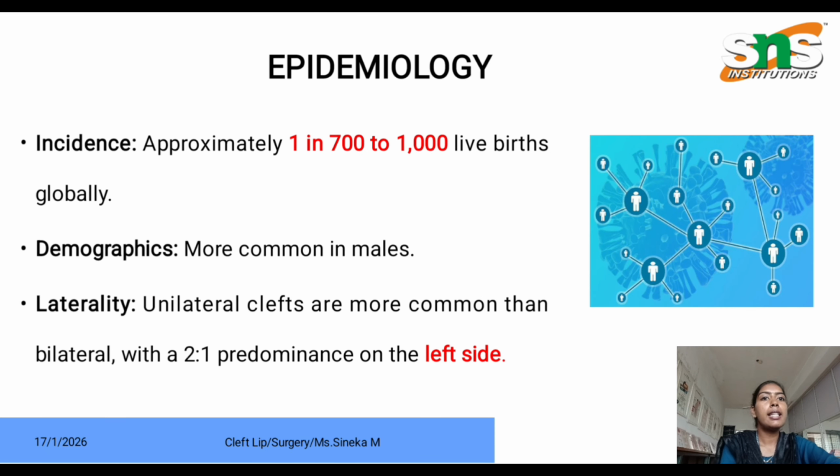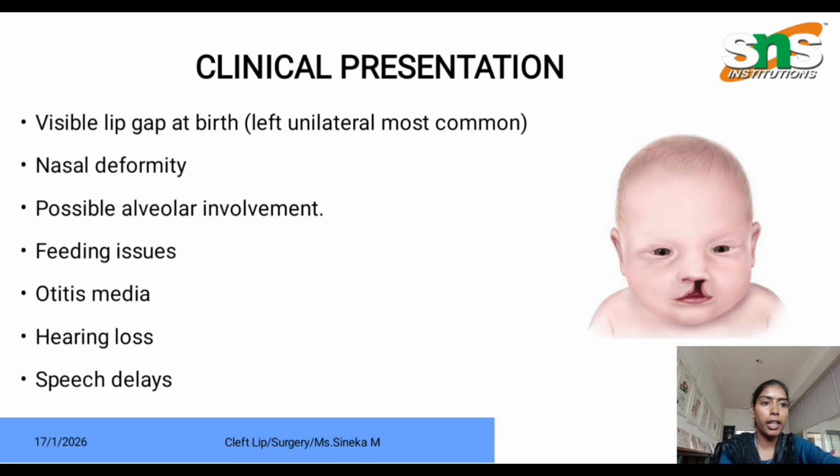Epidemiology: the incidence is approximately 1 in 700 to 1000 live births globally. Demographics: more common in males compared to females. Laterality: unilateral clefts are more common than bilateral. One-sided split is more common, with a 2:1 predominance on the left side. Clinical presentation: visible lip gap at birth, which is shown in the image. Left unilateral is most common. The image is a left unilateral cleft lip.